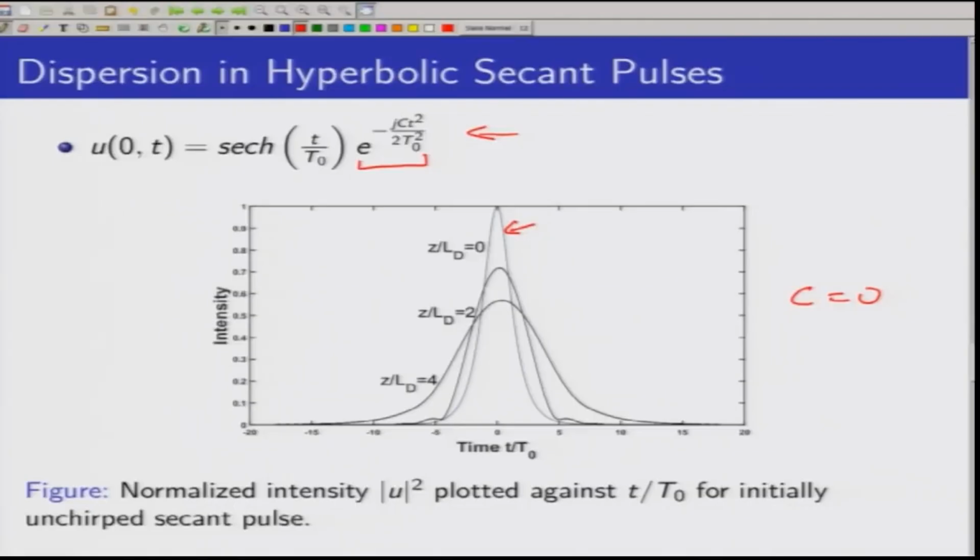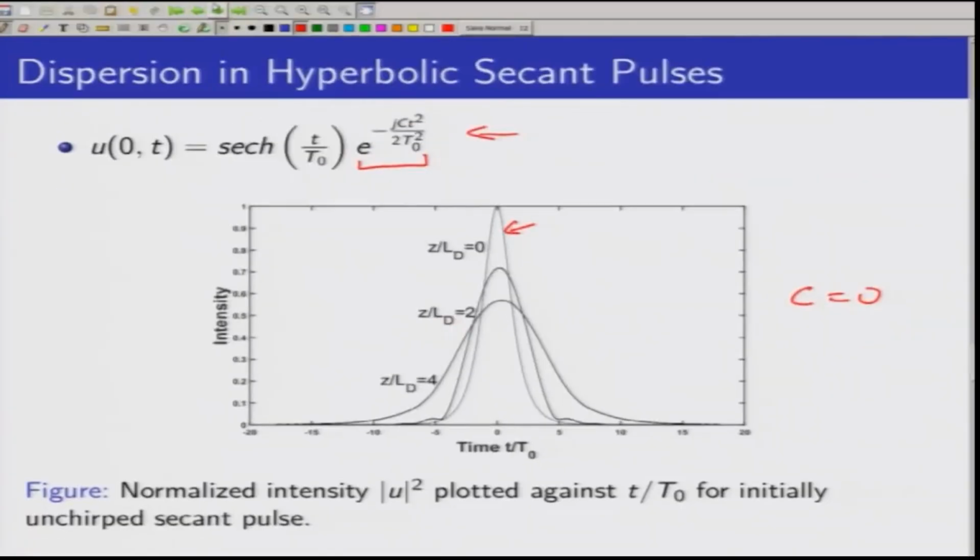there is a lot of dispersion induced broadening. The secant pulses are narrower than the Gaussian pulses, so the instantaneous frequencies are much higher, and hence we see some sort of distortion at the ends, because the instantaneous frequencies in this scenario are higher than the frequencies in the Gaussian case.